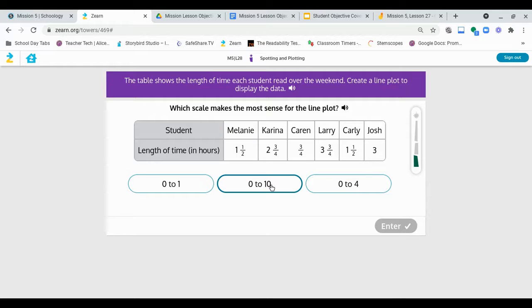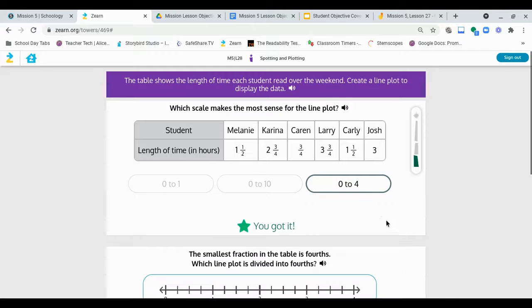Do I need to go all the way up to 10? What's the greatest number out of all of these? 3 3/4 is my greatest. So do I need to go all the way up to 10? No. This 0 to 4 is going to be the best for me because there's no number greater than 4. I don't want a bunch of blank space on my number line. So I want to go from 0 to 4.